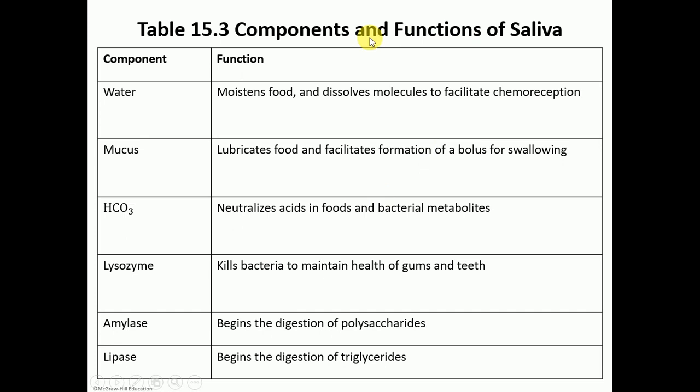But we will talk about the physiology and the different functions of different parts. So, for example, saliva: these are the different components of saliva, and we want to talk about what those components are and the function of each. So water is there to moisten food, and in order for the taste buds to be stimulated, in order to stimulate those chemoreceptors, those food molecules have to be dissolved in water.